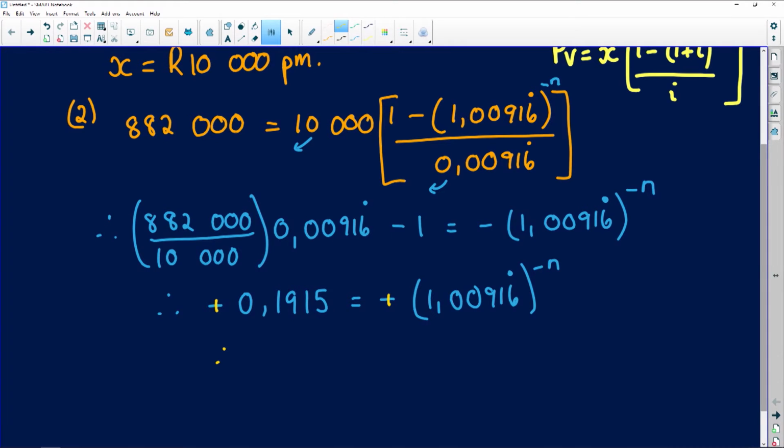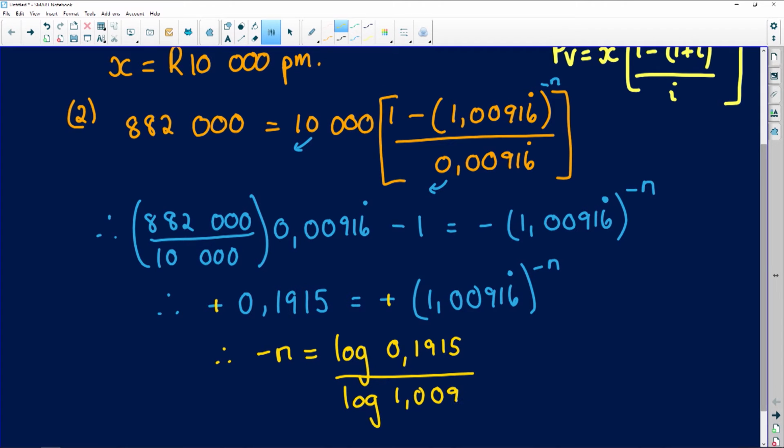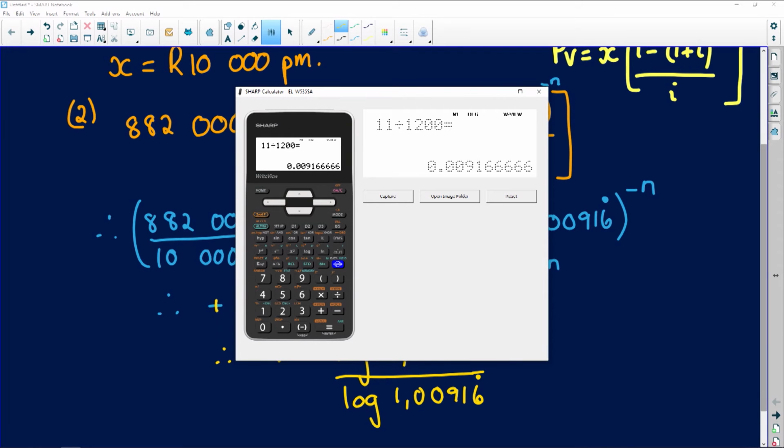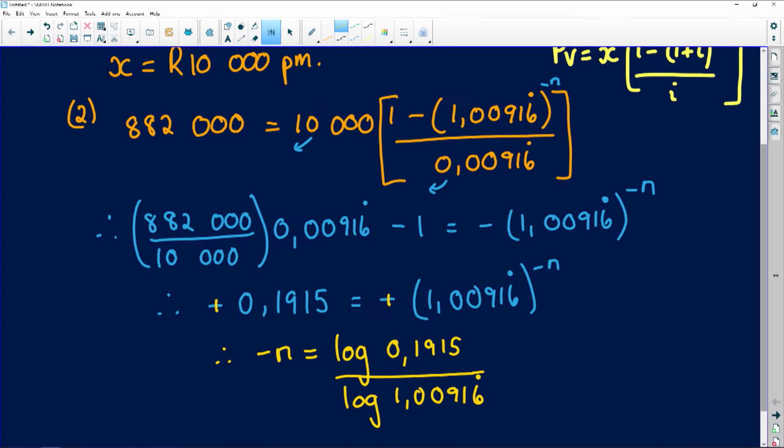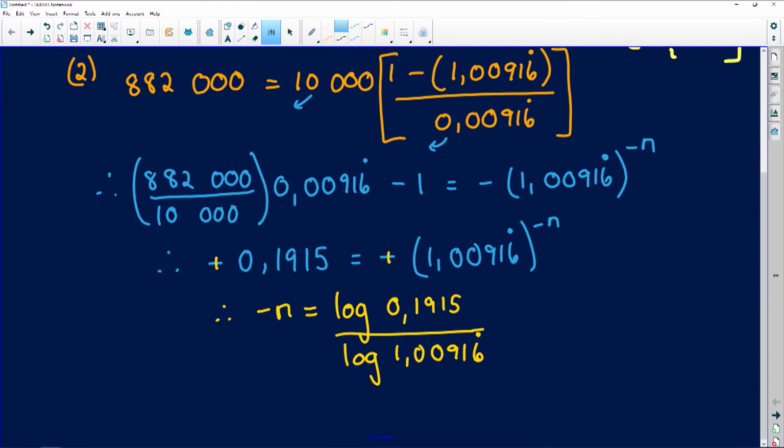Okay, so our very next step, I'm going to do it in another color. Minus n will then be the log of 0,1915 divided by the log of 1,00916. Now, if you remember this 6 recurs. So when you're on your calculator, you're going to fill your screen with the 6s like we did when we calculated it on our calculator here, 11 divided by 1200. So just fill your calculator screen with 6s and then do this calculation.